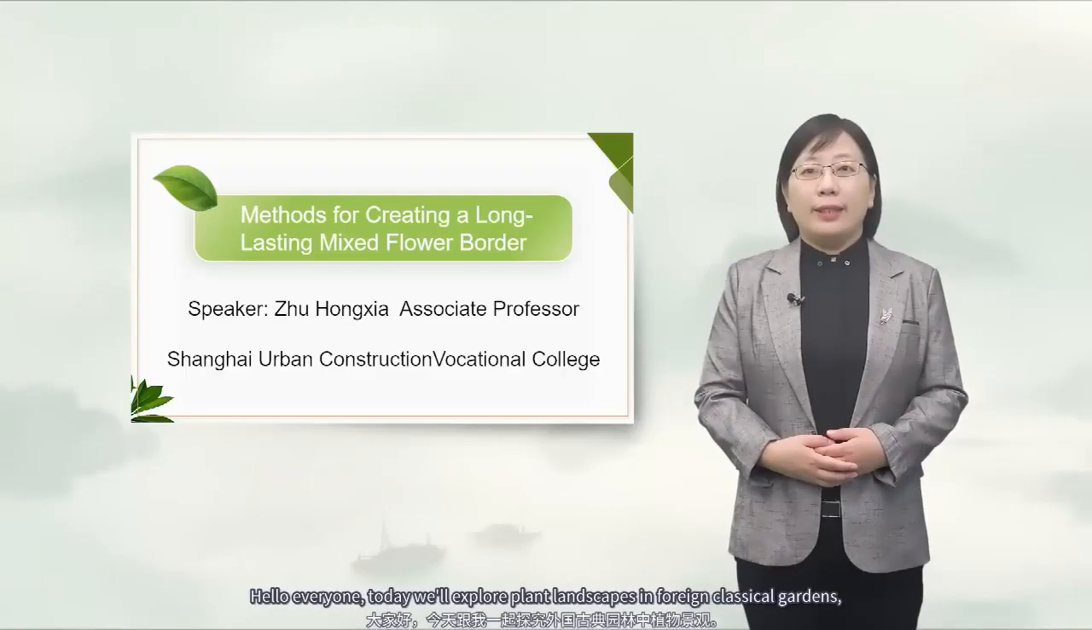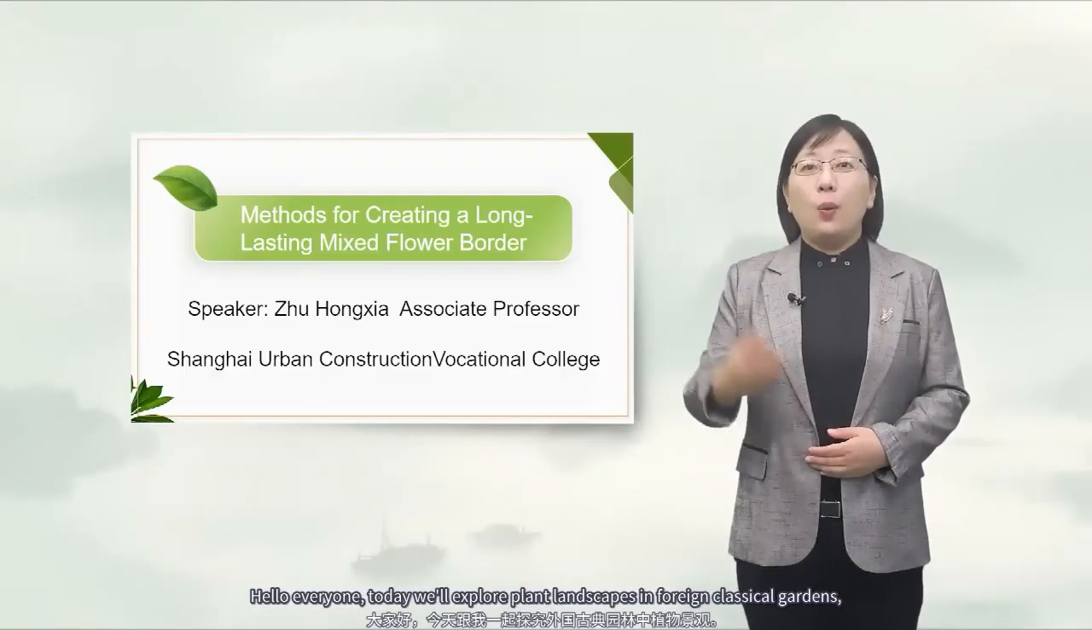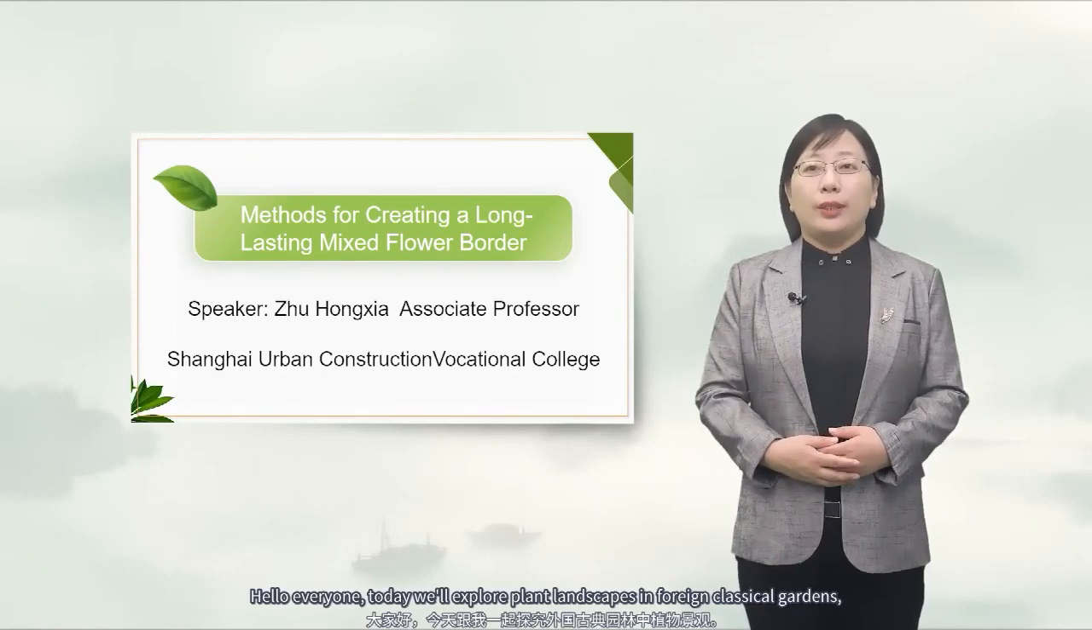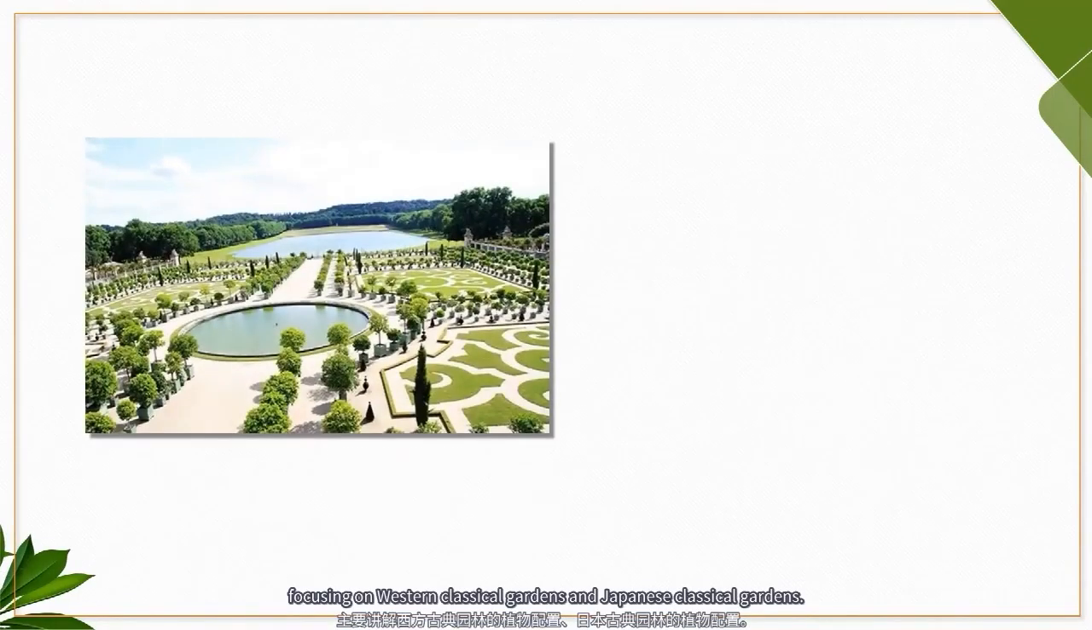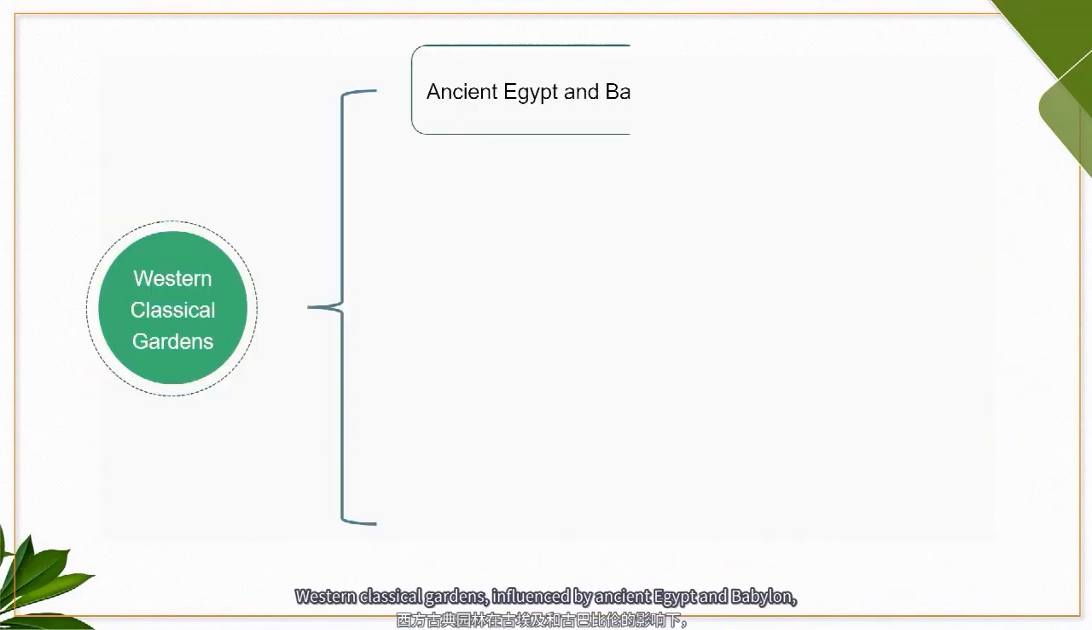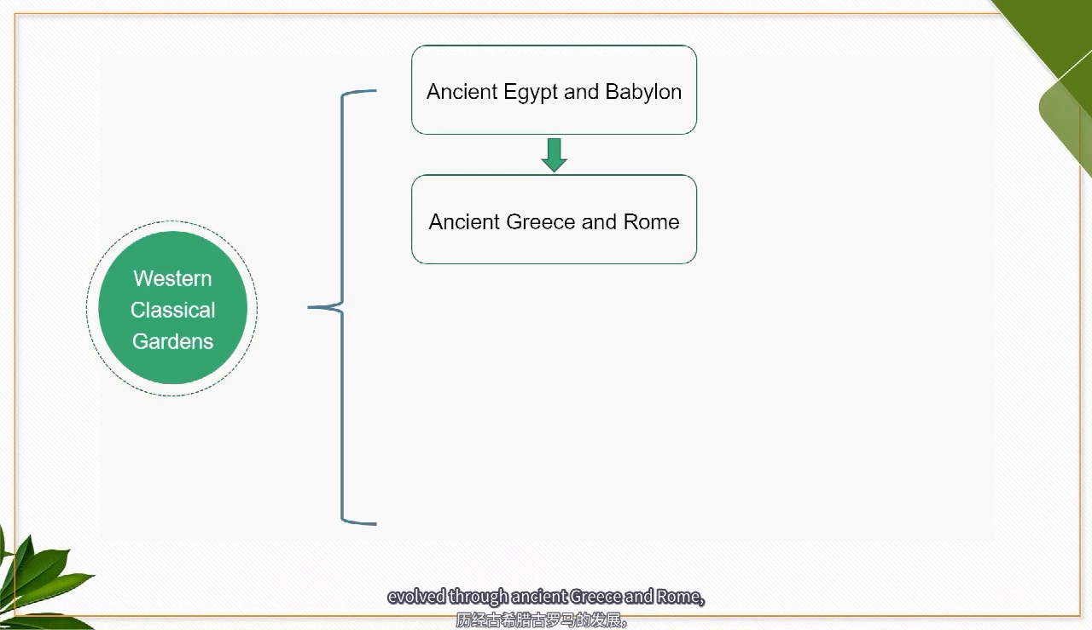Hello, everyone. Today we'll explore plant landscapes in foreign classical gardens, focusing on Western classical gardens and Japanese classical gardens. Western classical gardens, influenced by ancient Egypt and Babylon, evolved through ancient Greece and Rome, and matured during the Renaissance.